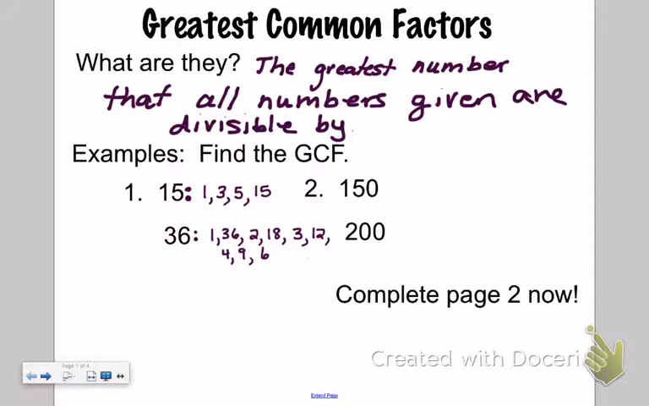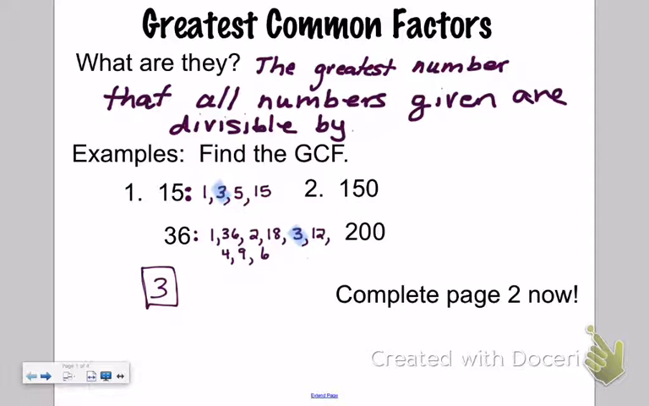So what we do now is find the greatest one they have in common. They're both divisible by 1, but let's see if there's a bigger number. I have 3 and 3. 36 is not divisible by 5 or 15, therefore my greatest common factor is 3.